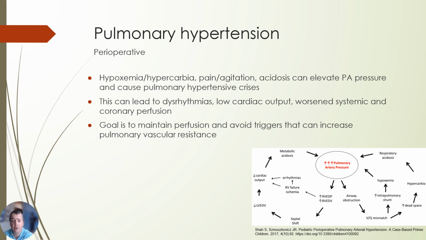Perioperative considerations: hypoxemia, hypercarbia, pain and agitation. Acidosis can elevate the PA pressure and cause a pulmonary hypertensive crisis. This can lead to dysrhythmias, low cardiac output, and worsened systemic and coronary perfusion. The goal is to maintain perfusion and avoid triggers that can increase the pulmonary vascular resistance. You can see a couple different paths here on this bottom right picture, where you get increased pulmonary pressure, and then you form this cycle, which can lead you into a crisis of pulmonary hypertension.